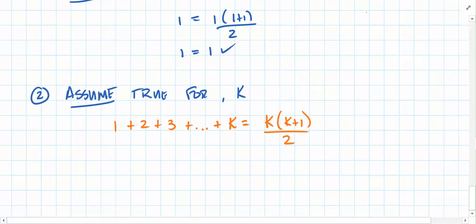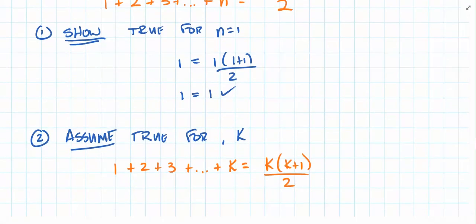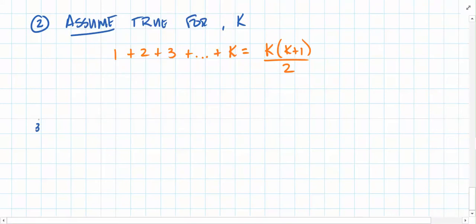Wait, does it have to be true for n equals 1? Right? Yeah, n equals 1. Yeah, very first step. Okay. Now, step number 3. What's the third step?